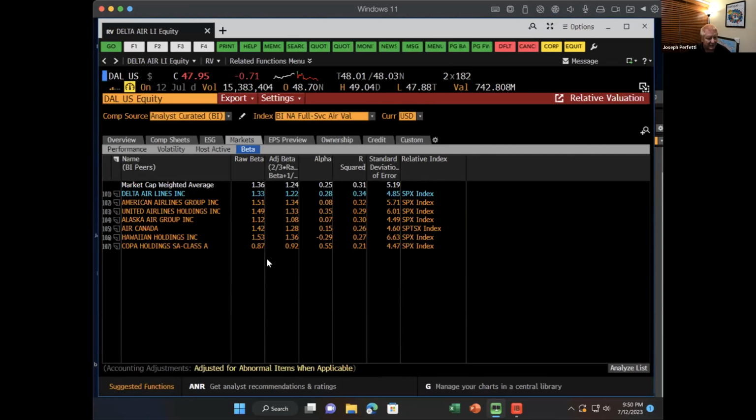If your beta is 1.36, that means that if the market goes up 1%, the industry goes up 1.36%. If the market goes down 1%, the industry goes down 1.36%. You're going up 36% faster than the market. You're going down 36% faster than the market. You are more volatile. As a proxy, you are more sensitive to the economy.